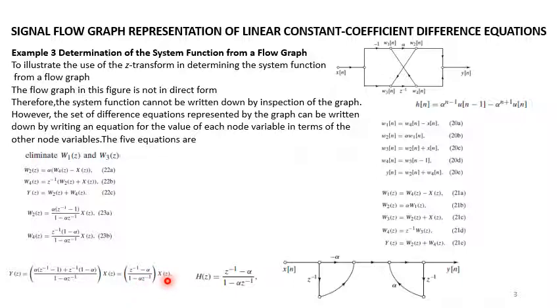Now because we want to find the system function, the system function is basically output over input. So bringing X of z to this side, it will become Y of z over X of z, and Y of z over X of z will be equal to (z power minus 1 minus alpha) over (1 minus alpha z power minus 1), or you can say (unit delay minus alpha) over (1 minus alpha times the unit delay). So this is the system function for the system described by this signal flow graph.